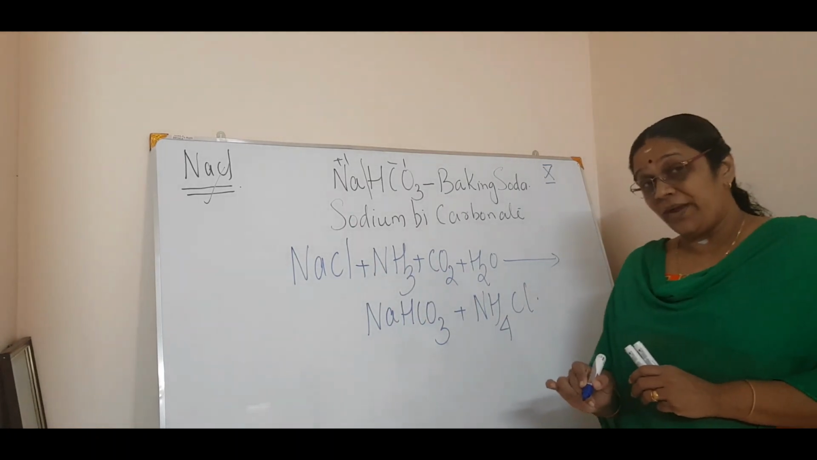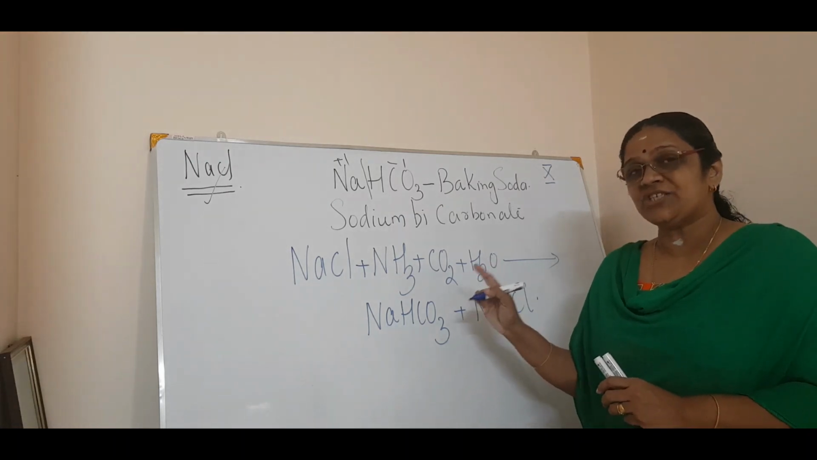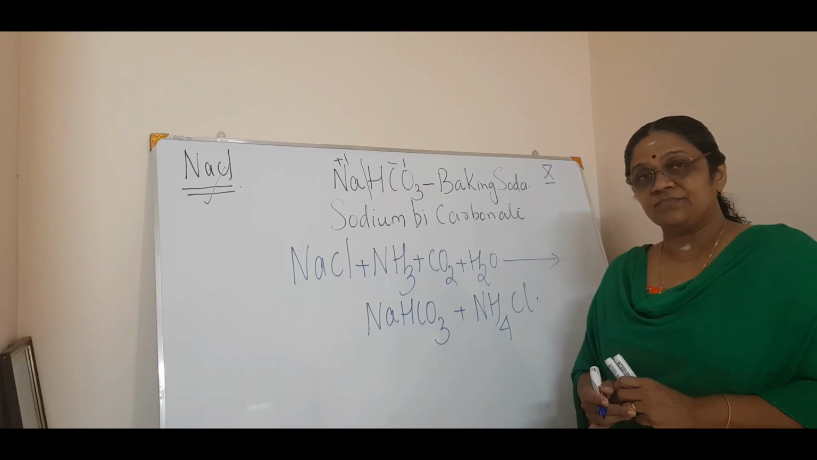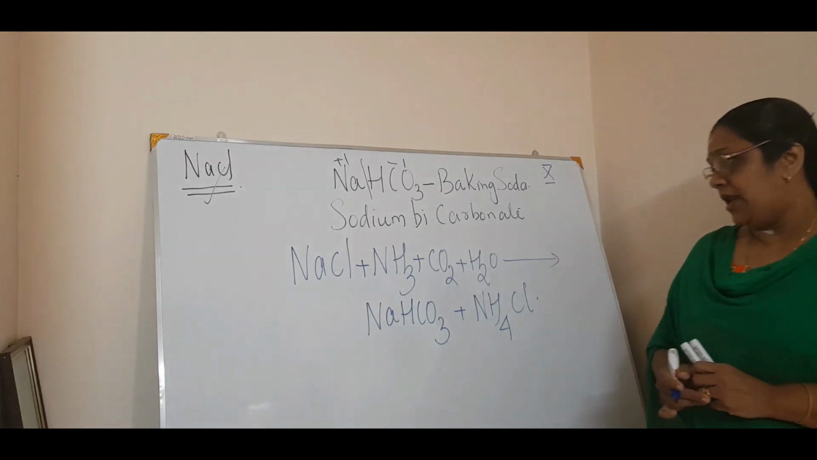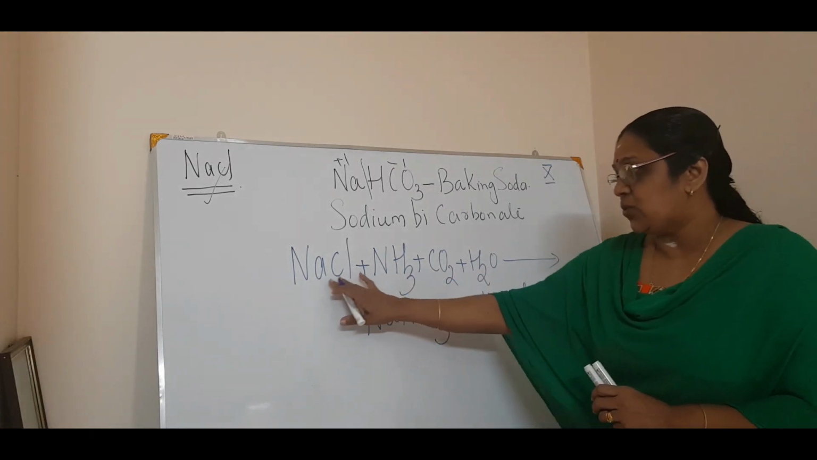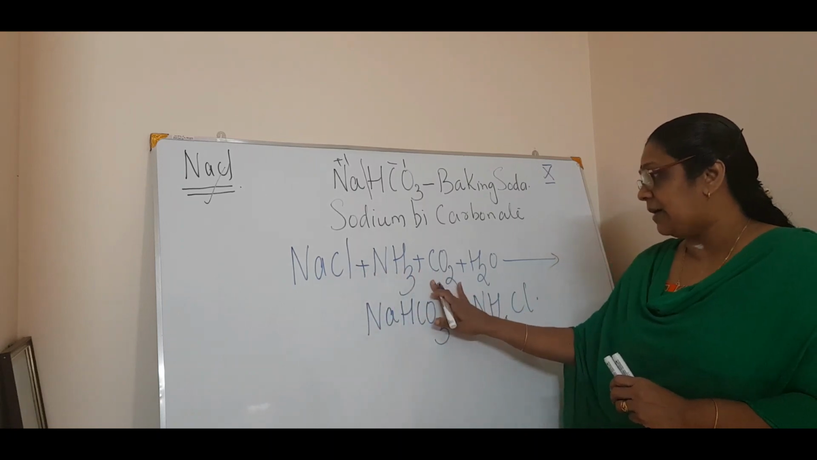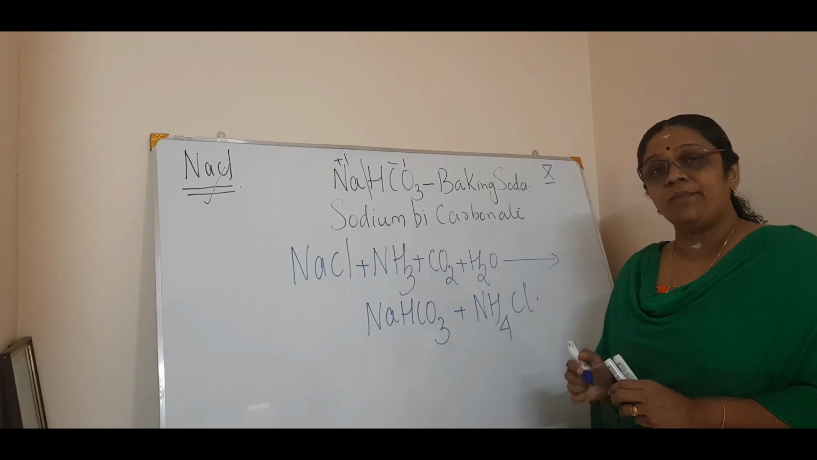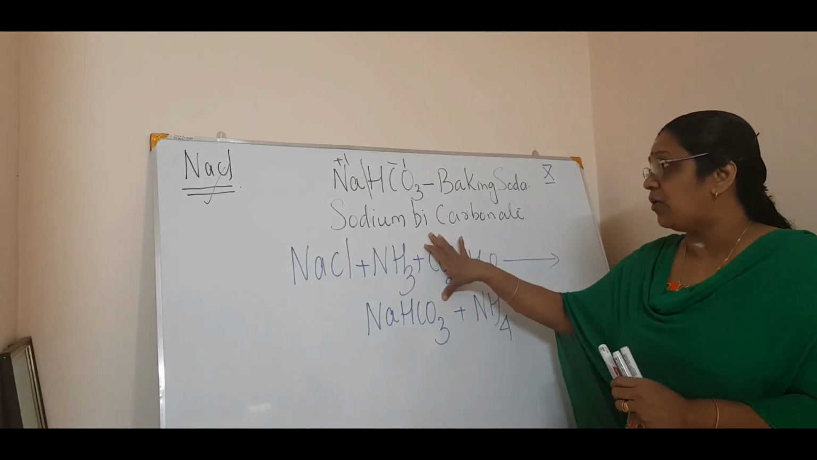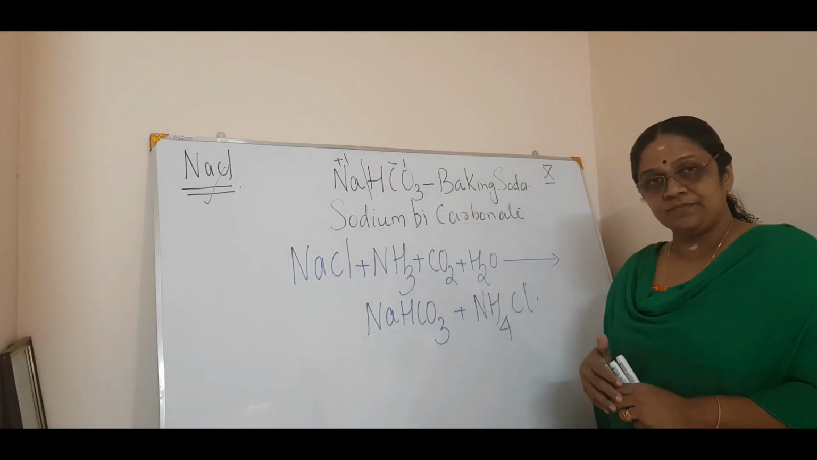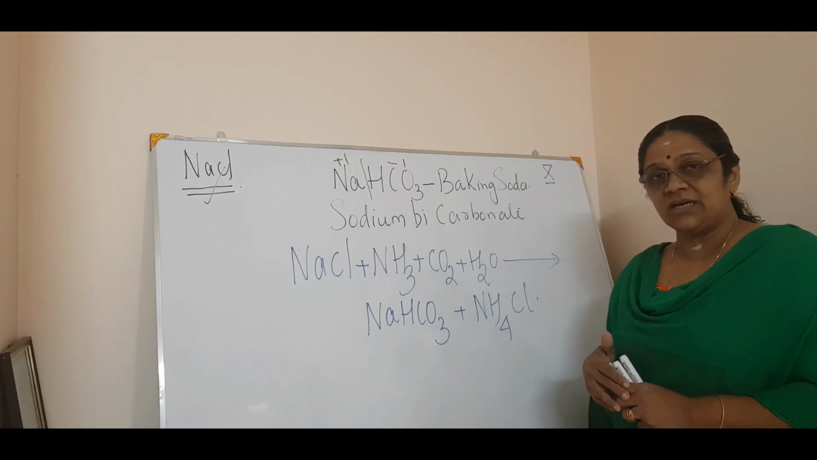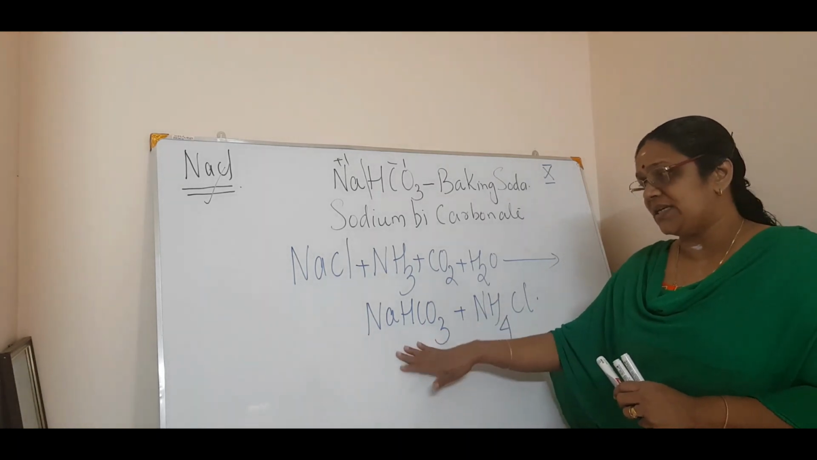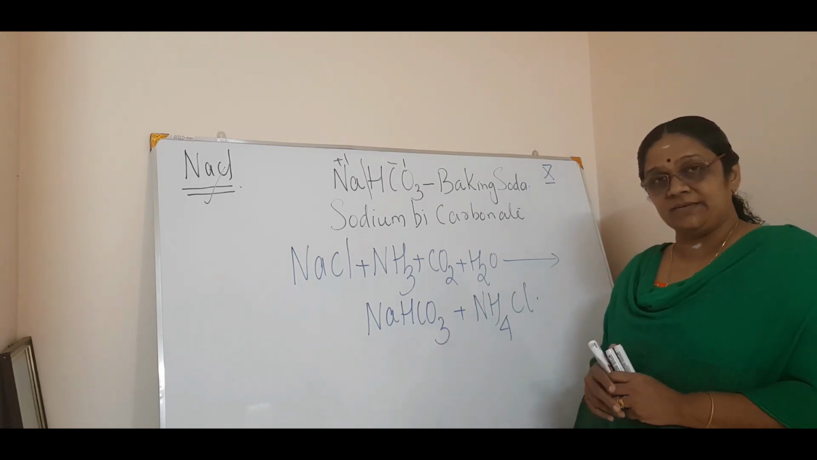And as I always say, whenever an equation is written, get it balanced. So this is the equation: sodium chloride plus ammonia plus carbon dioxide plus water gives sodium bicarbonate plus ammonium chloride. So this is the preparation of baking soda. Understood? Now we will see its uses and its properties.